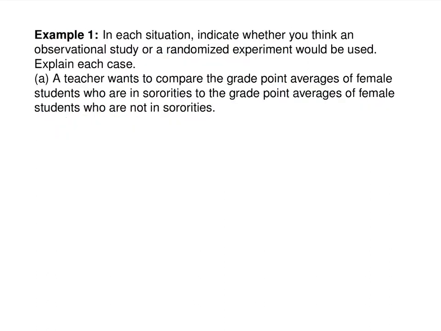So the first thing we'll do is just see if we can distinguish between these two kinds of studies. In each situation, indicate whether you think an observational study or randomized experiment would be used. Explain each case. A teacher wants to compare the grade point averages of female students who are in sororities to the grade point averages of female students who are not. So the question you ask yourself is, were students randomly assigned to be in a sorority or not? And the answer is no. People choose themselves to be in sororities.